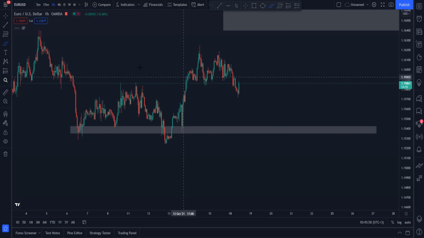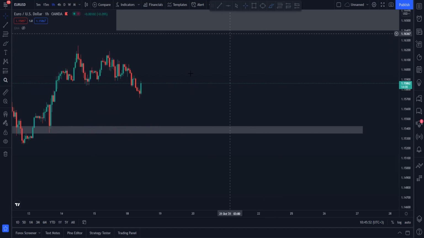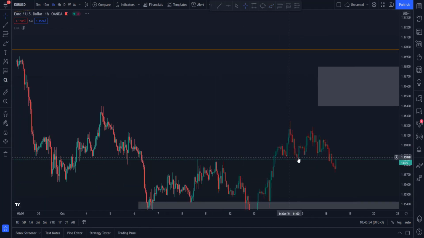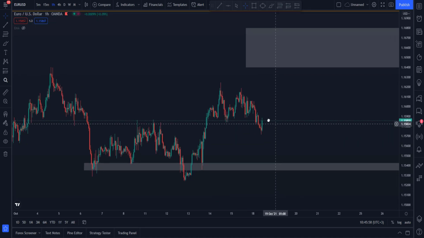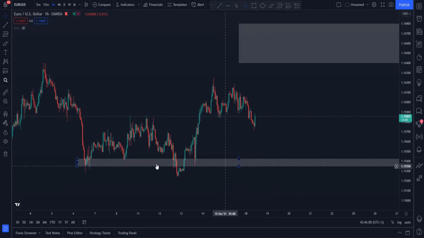And by the way, if you currently have any trades here, depending on where your stop loss is, you can let them run, and as soon as price breaks below this structure, that's when you can move your stops to break even or maybe lock in some profits as well.